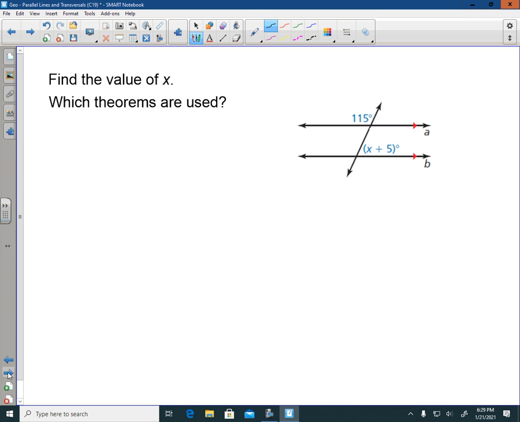Here's another one. Find the value of x, which theorems are used. Okay, well, it's the same numbers, but now they're in a different place. These are on opposite sides of a transversal, but they're both above, and so they don't really have a definition, right? I mean, these aren't alternate interiors. They're not alternate exteriors. They're not consecutive. They're not vertical angles. They're none of those things. So we're going to have to be a little bit clever.